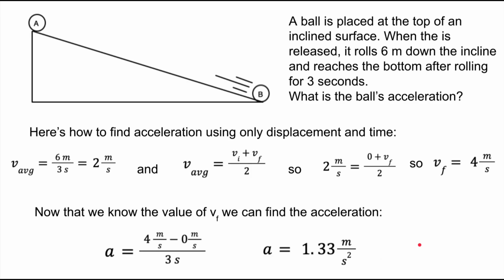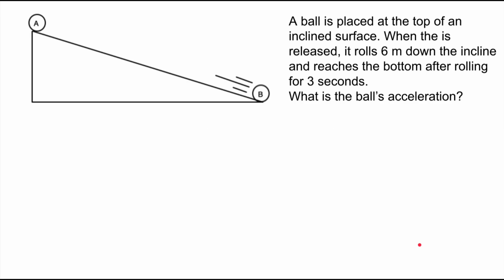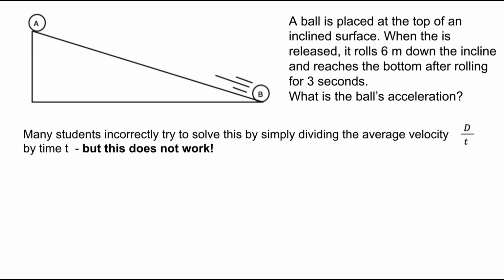But let me show you something that my students often do wrong. It drives me crazy, okay? They go, all right, well, here's the thing. I can find the velocity by saying 6 divided by 3 is going to give me 2 meters per second. And that's meters over second. And acceleration is meters over seconds over second. So I'm just going to divide this by 3 seconds and get this.